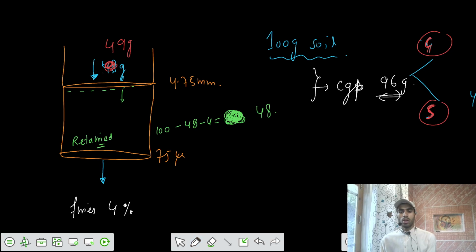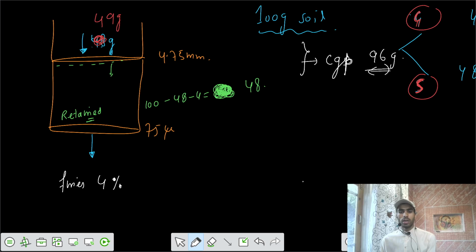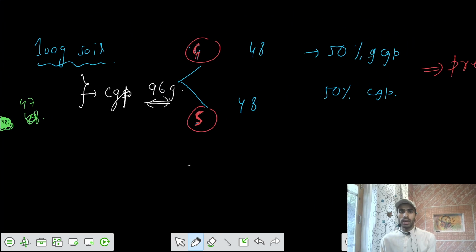So what is the total retained here? That means what is the total sand in grams? That would be 49 minus 3, that is 47 grams. So in this condition you have 96 grams of coarse grain particles, of which gravel is 49% and sand is only 47%.